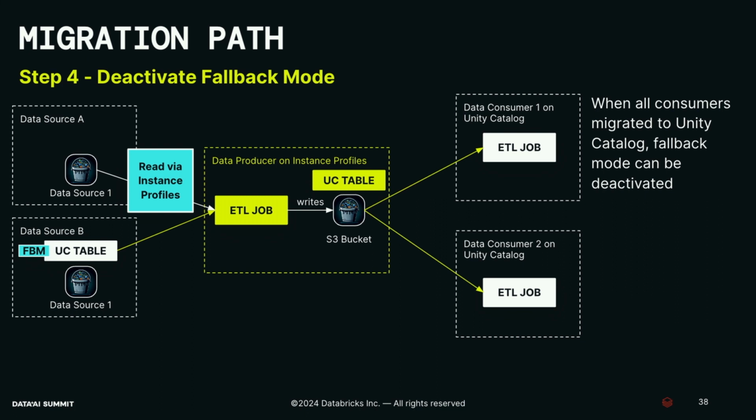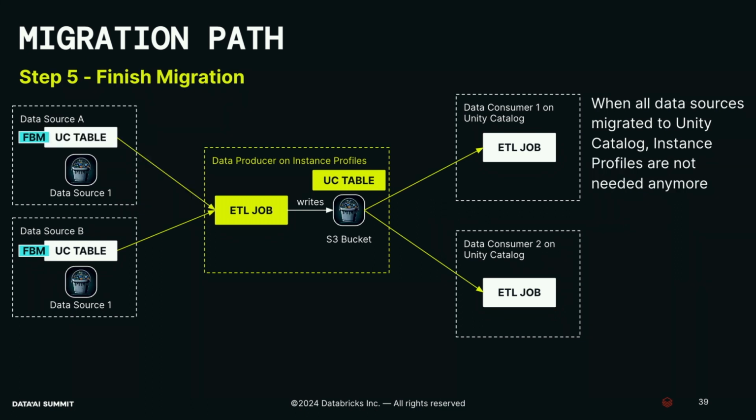And so if you are finished with the migration, you can deactivate fallback mode in general, so all the data sources and the data producers, the data consumers are on Unity Catalog. So this is where we want to get. Then you don't need this anymore, and all new use cases use Unity Catalog automatically.